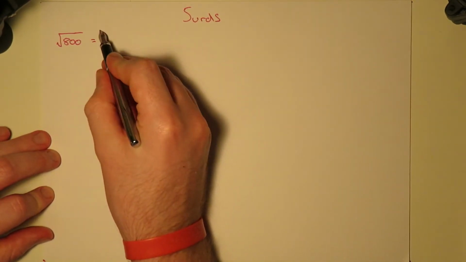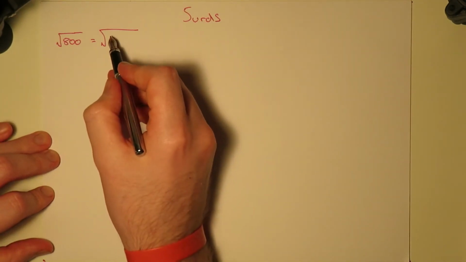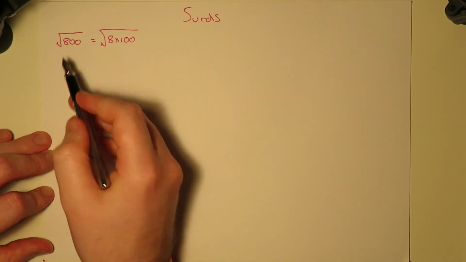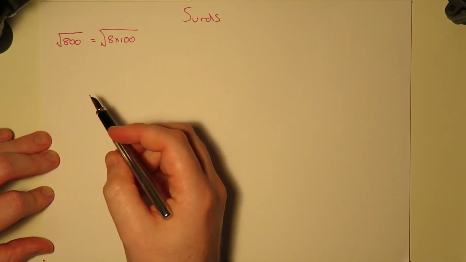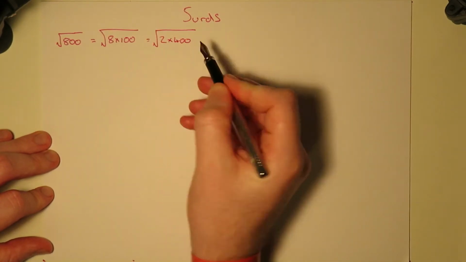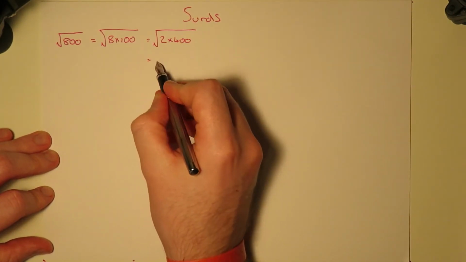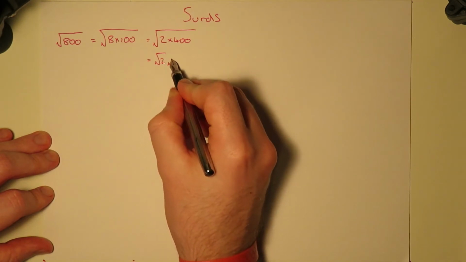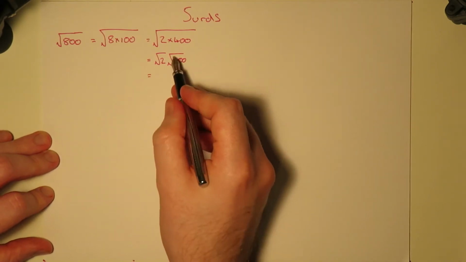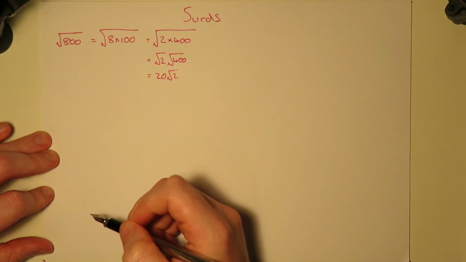So we want to split this up so that it's two numbers multiplied together, and we want one of those to be a square number. So you could do 8 times 100. Now you might not see that it's 8 times 100, maybe you think of it as 2 times 400 instead. 400 is of course 20 squared. This is definitely the easiest approach, or certainly the most straightforward. So root 400 is simply 20, so that's just 20 root 2.